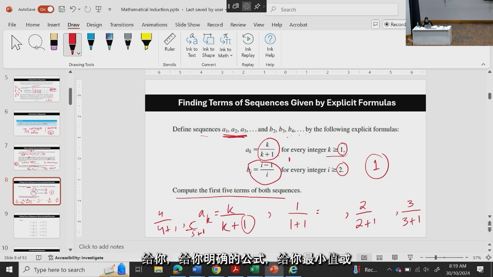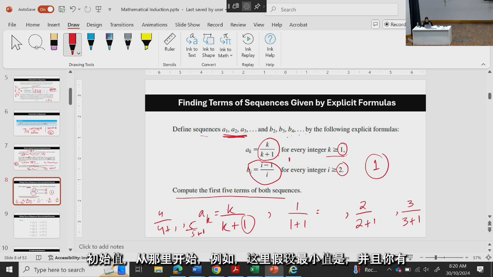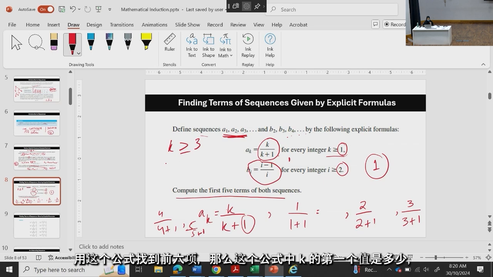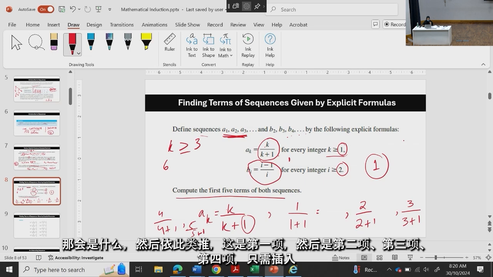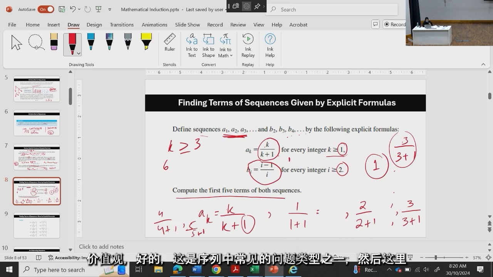What type of information is given to you? You are given the explicit formula and you are given the smallest value, or the initial value. From there you start. For example, here let's say the smallest value was different, and you had to find the first 6 terms using this formula. So what will be your first value of k in this formula? And then so on. This is the first term, then second, third, fourth, just plug in the values. Okay. So this is one of the common types of questions in sequences.